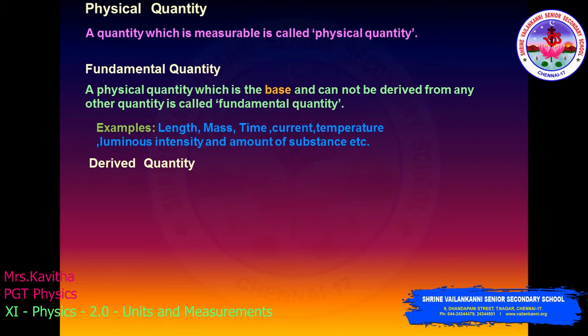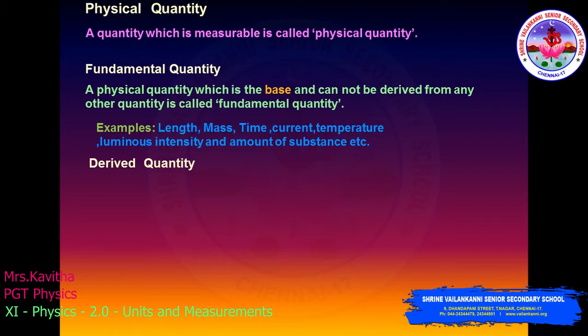See, what is a physical quantity in that? A quantity which is measurable is called a physical quantity. That means it can be measured directly or indirectly, right? And in terms of which the laws of physics are expressed. In that we have fundamental quantities and derived quantities. Physical quantities are of two types.